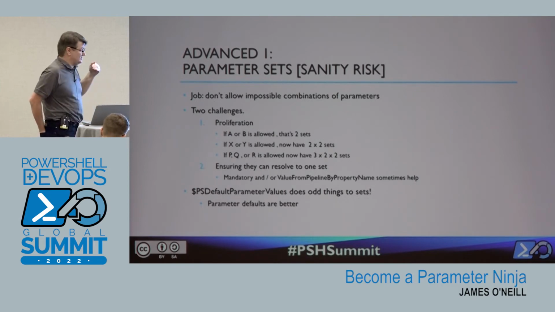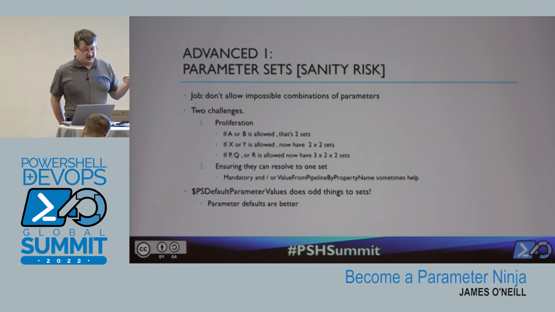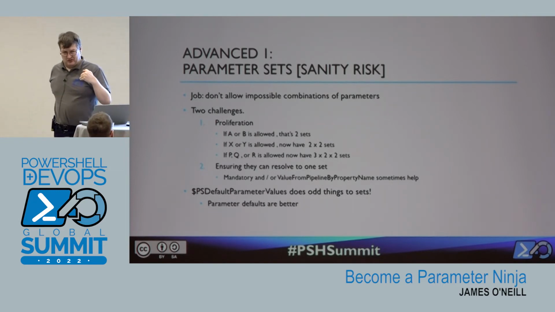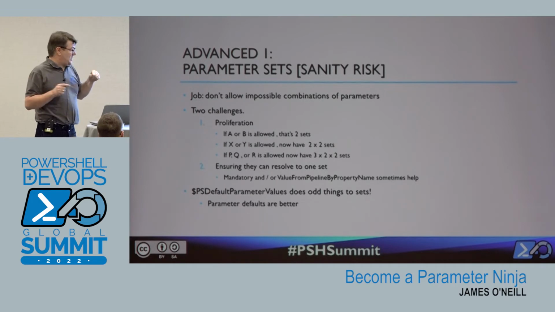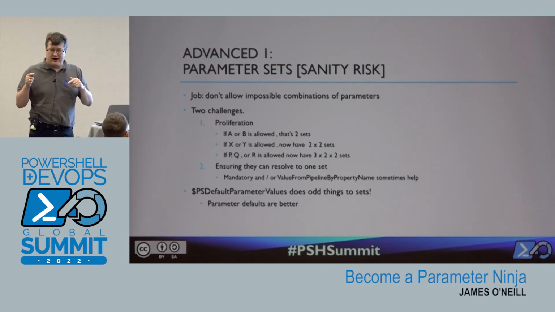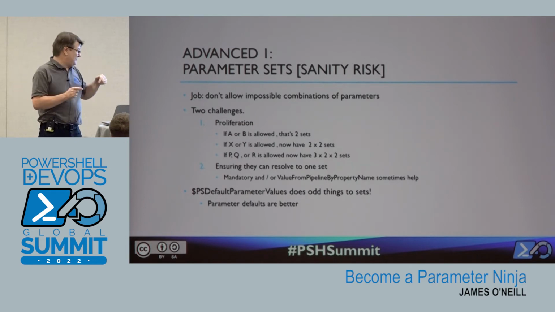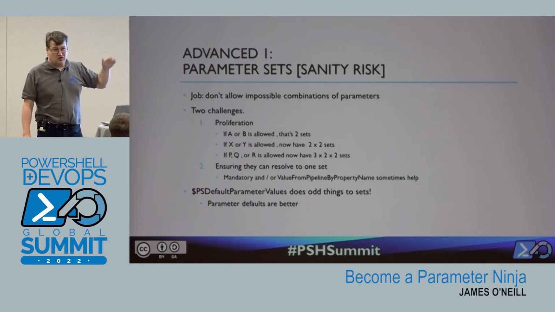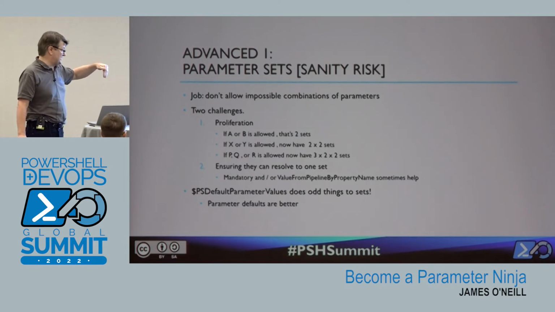There are two main challenges with this. The first is the proliferation of sets, and we'll see this in the demo on the next slide. If A or B are allowed, well, that's just two sets, one with A in and one with B in. If you also say an X or Y are allowed, as well as A or B, now we've doubled it. And if you then say, yeah, you can have P, Q, or R, we've doubled it and then trebled it. So now we're at 12 sets.